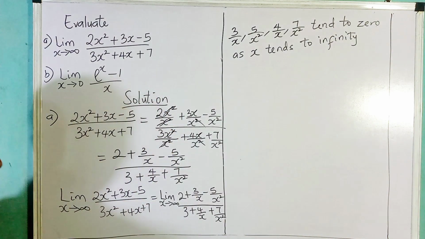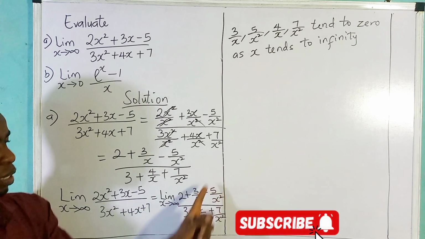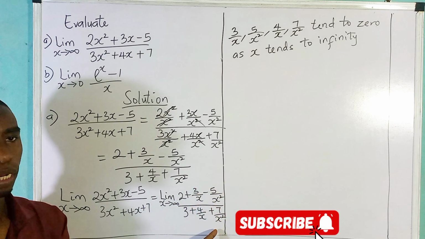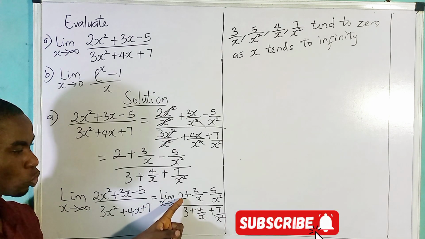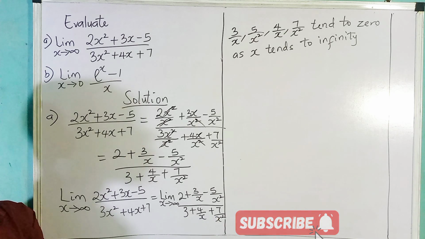I hope you understand. So it means that this is going to be 0 based on our limit. This is going to be 0, this is going to be 0, and 0. So what do we have left? 2 plus 0 plus minus 0 is 2. 3 plus 0 plus 0 is 3.